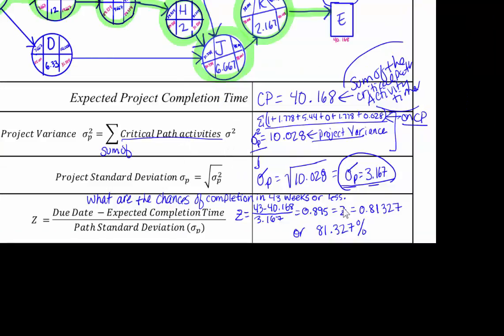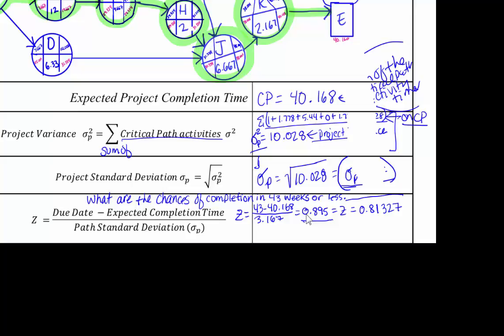So as you can see here, we divide this out by taking the amount of weeks in question, subtracted by the average time to complete the project. We divide it by the project standard deviation, this 3.167, and we get 0.895. We're going to look up this 0.895 on the Z-chart, and we're going to find the value that we get when we look at the Z-chart. This is the value we're actually going to find.